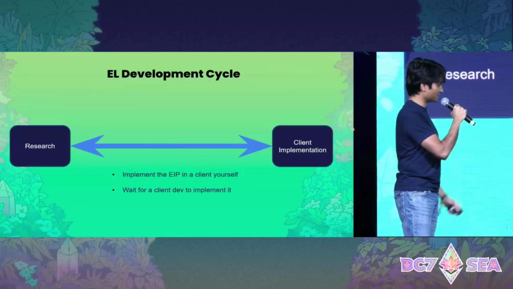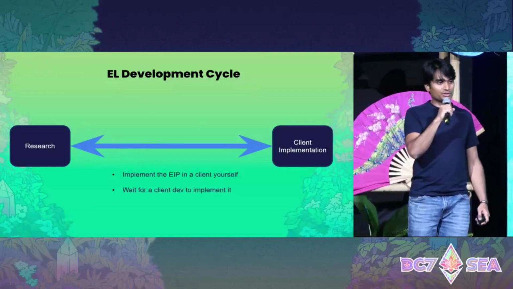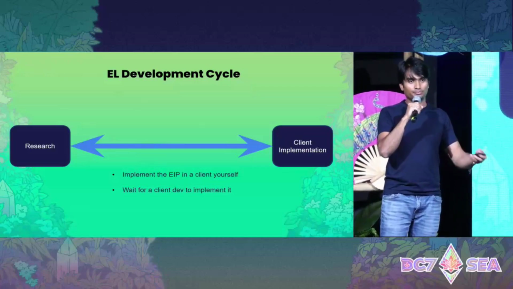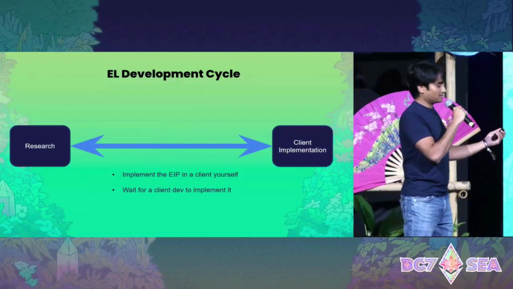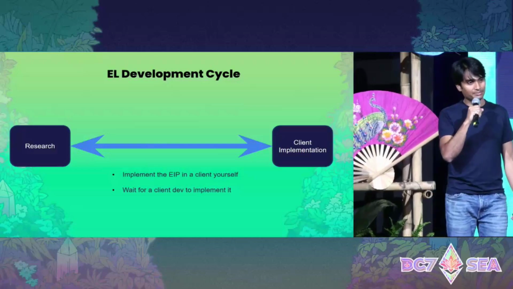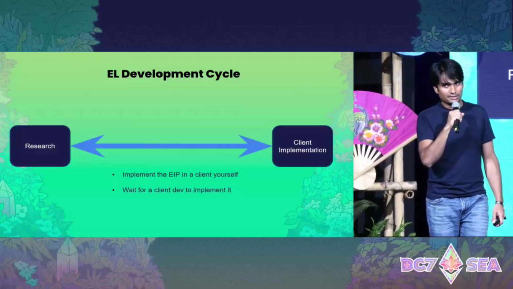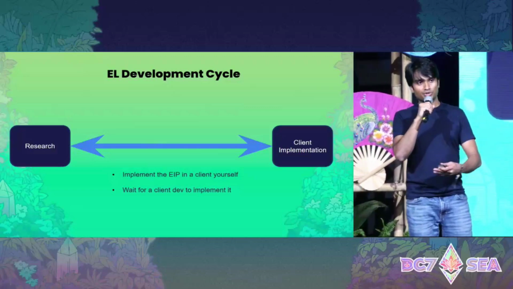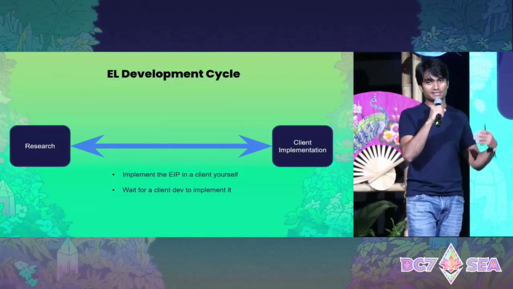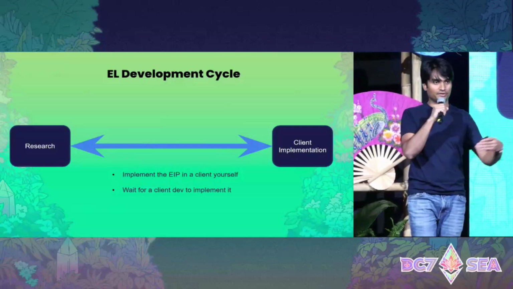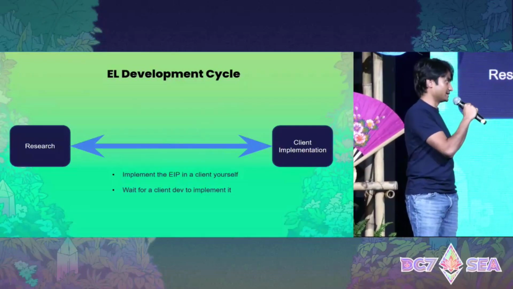A second thing that you can do if you are an EIP author is wait for a client dev to pick up your EIP and implement it in their client. But as I think all of you know, client devs are extremely busy. They have limited bandwidth, and their bandwidth is extremely precious. So unless the broader community is considering your EIP very seriously, it's unlikely that a client dev will pick up your EIP and implement it in the clients.